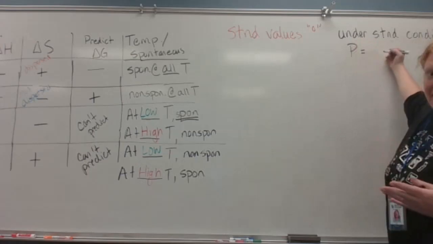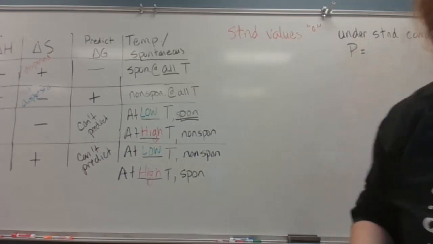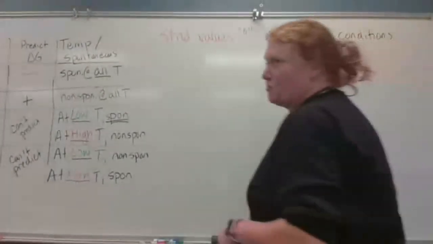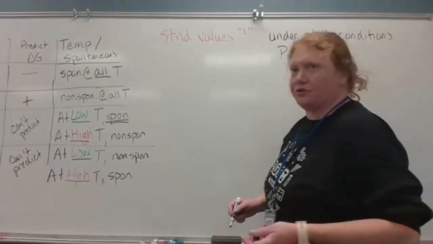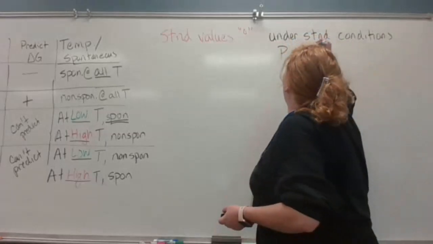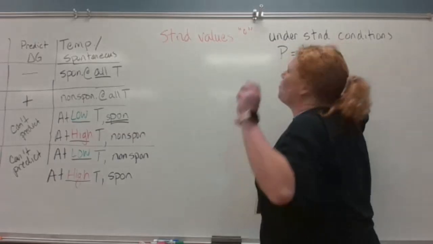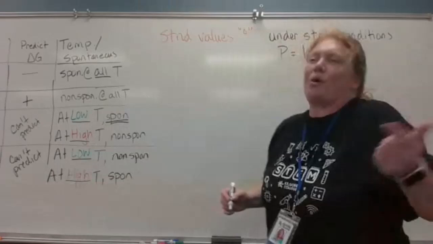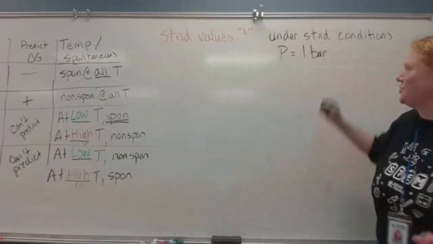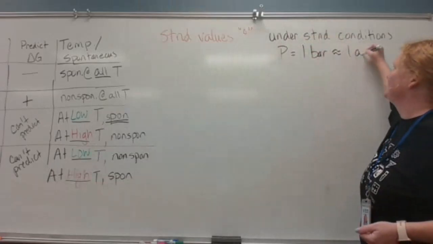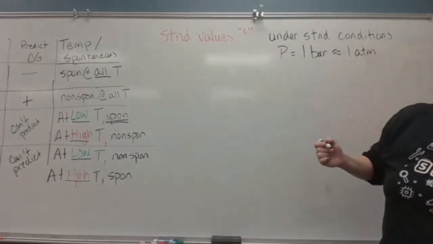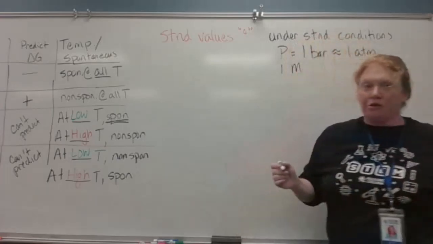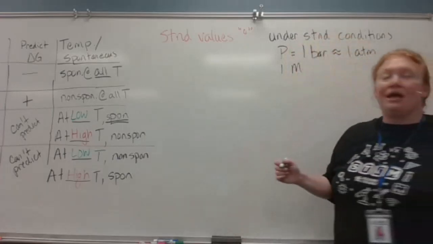The pressure of a gas is technically 1 bar, which is what the scientific community went to a decade or 2 ago. But 1 bar is almost exactly 1 atmosphere. It's like 1.01 atmospheres, almost 1 atmosphere, so we still just say it's 1 atm. Standard pressure. 1 molar if it's an aqueous solution.